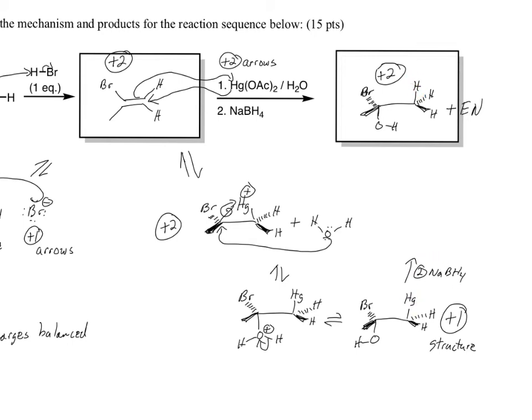NaBH4 just replaces the mercury with hydrogen. Don't need to know the mechanism there. Again, at the end, we ask ourselves, did we make an asymmetric center? If we did, we would have an sp3 hybridized carbon bonded to 4 different things. Here we have 3 H's. That doesn't work. Methyl, bromine, OH, and a methyl.